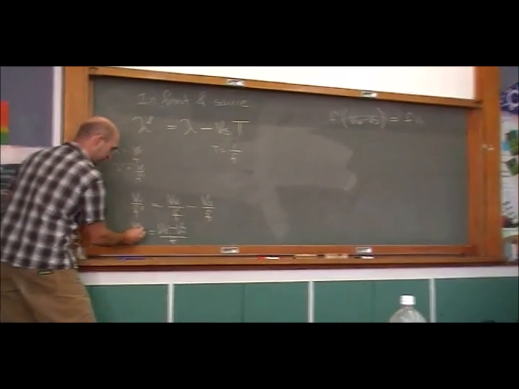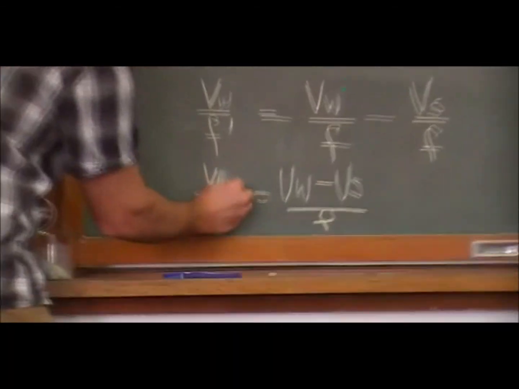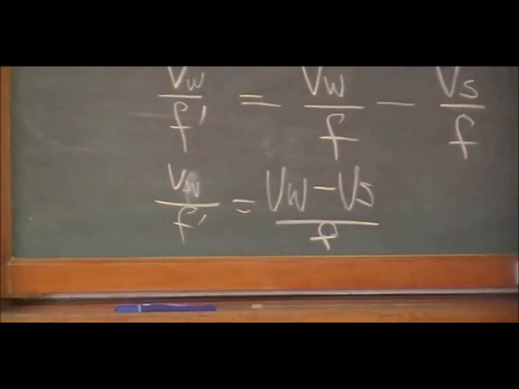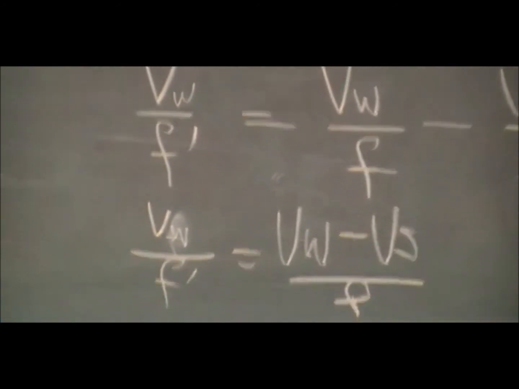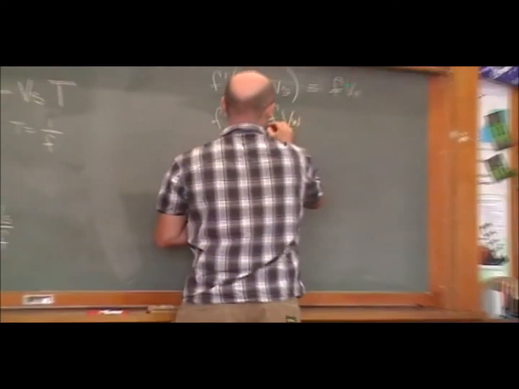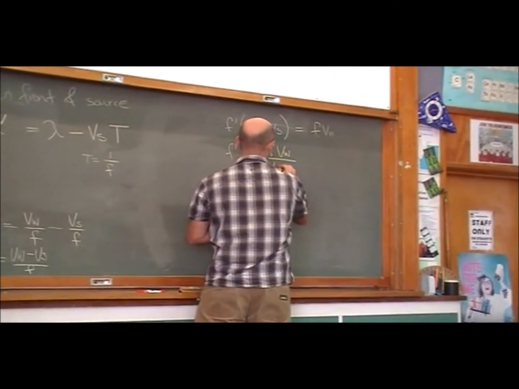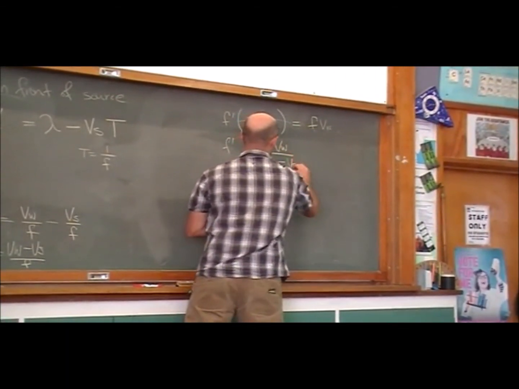Is this just for in front of the source? This is just for in front of the source. And now we have f prime equals f Vw over Vw minus Vs.